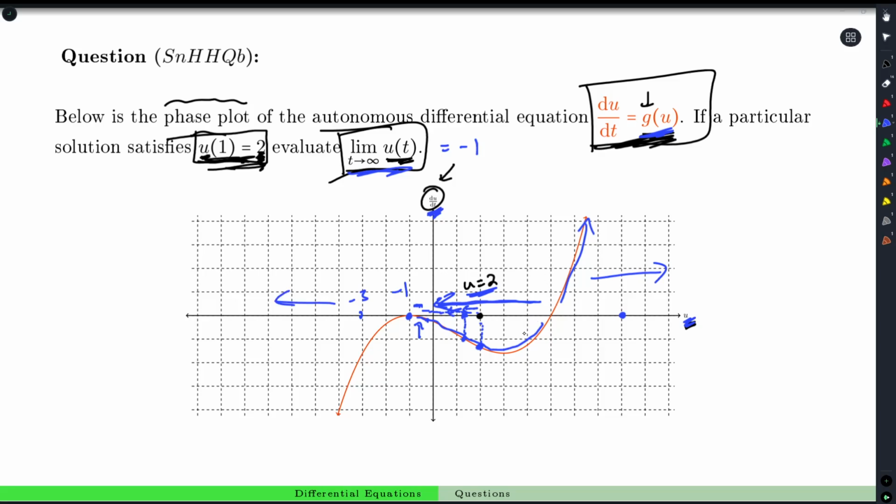You just follow the arrows, and the arrows are dictated by whether the curve is above or below the axis, because that tells you the rate of change is positive or negative, whether you should increase or decrease. Then you just go until you hit an equilibrium solution, or you go to infinity or negative infinity. So in this case, we tend to -1 in the long run.